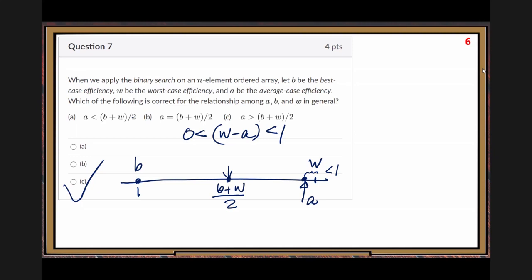Just draw a diagram. But you need to know this: when you draw a diagram, you need to know this result, that A is very close to W.